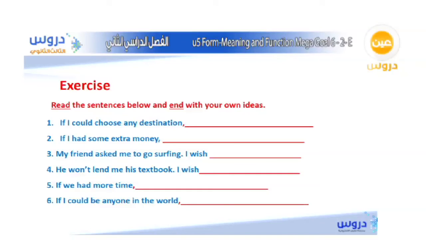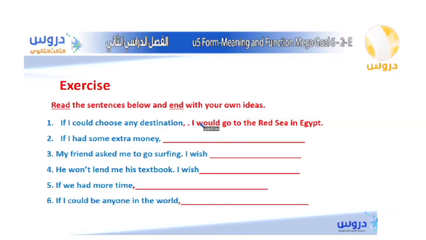Here we have our exercise. Read the sentences below and end them with your own ideas. It's easy, just write any of your ideas. I will do the first one for you. If I could choose any destination, what would I do? I would go to the Red Sea in Egypt. Just write your ideas. We want you to use I would. Okay, think about the second one.